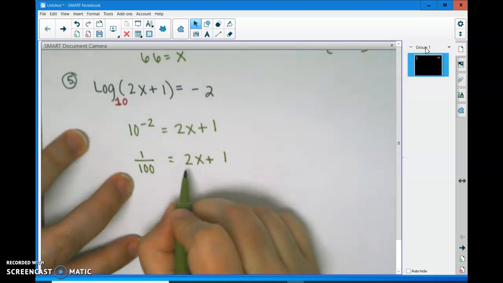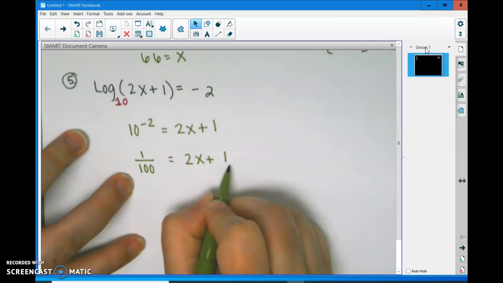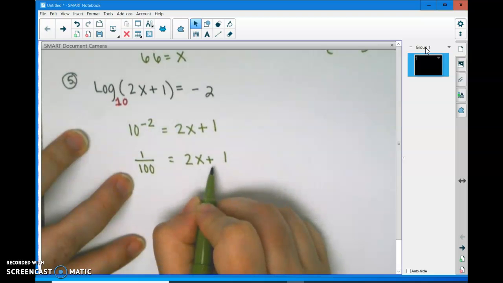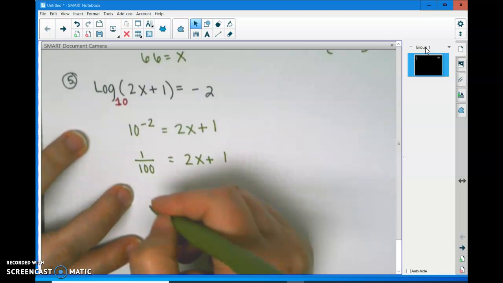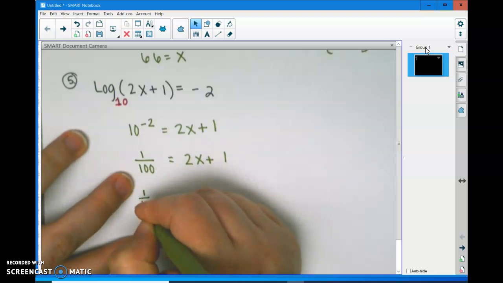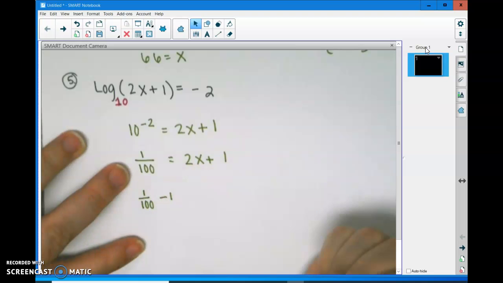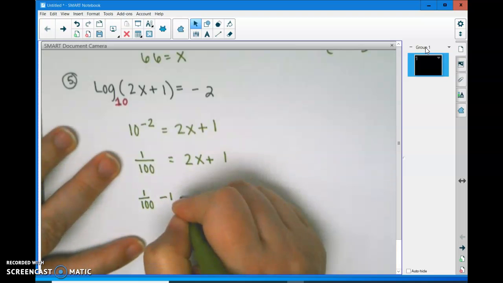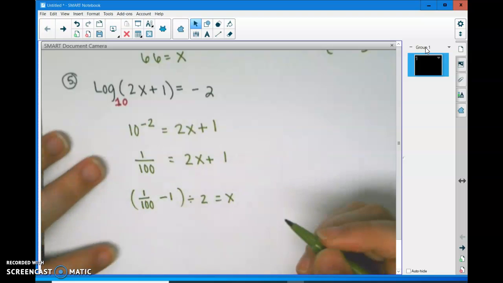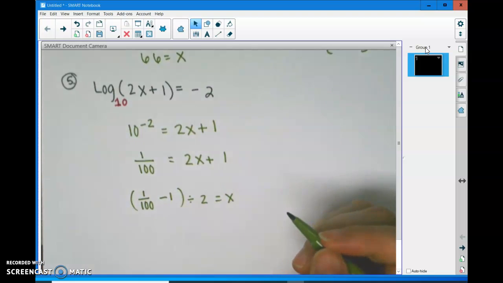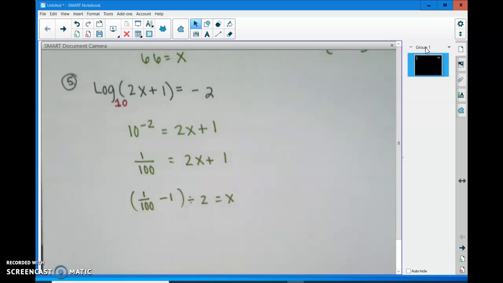So this is the same number as 1 over 100. All right, and then from there, I still have to finish isolating x. So the opposite of plus 1, I'm going to have to subtract 1, and I'm going to have to divide by 2. So minus 1, and then divide that answer by 2. So actually, let me go ahead and get a calculator, because I think this one is not even going to work.